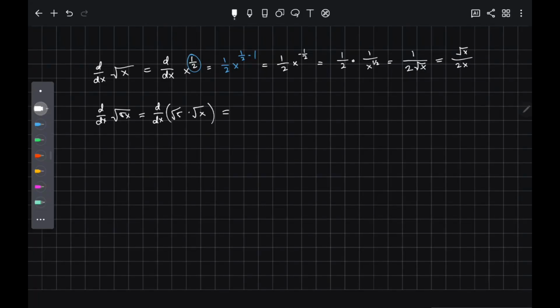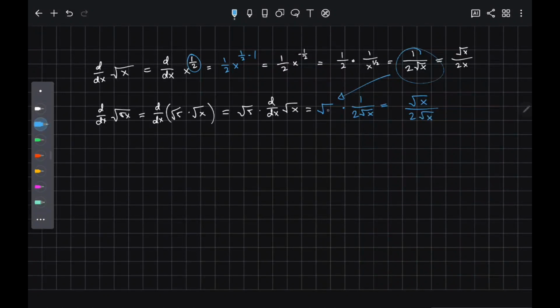And we can put outside the constant term, so square root 5 times the derivative of square root x. So again, we could just copy from up here that the derivative of square root x is equal to 1 over 2 square root x. So if we were to just copy that, copy square root 5 times 1 over 2 square root x.